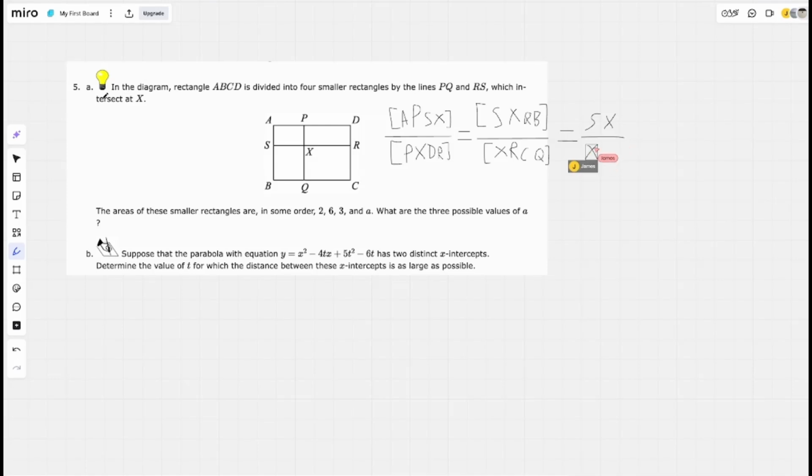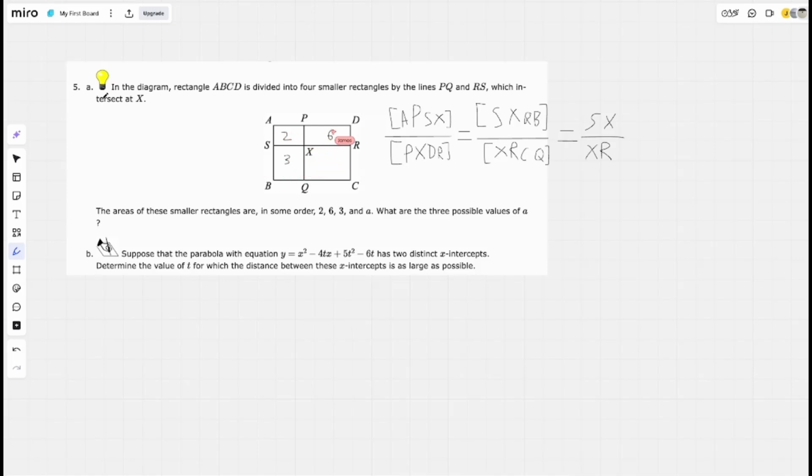So we're given three areas of some rectangles, and we just want to find what the area of the last rectangle can be. So let's try a few things. There's only going to be 3 possibilities, if you do all the casework.